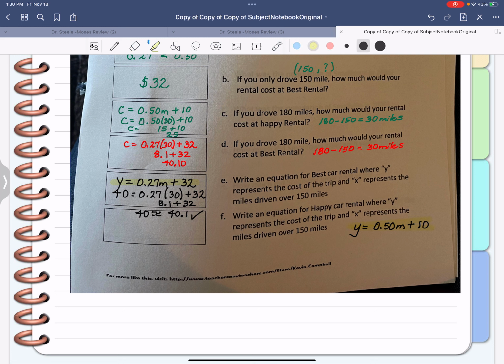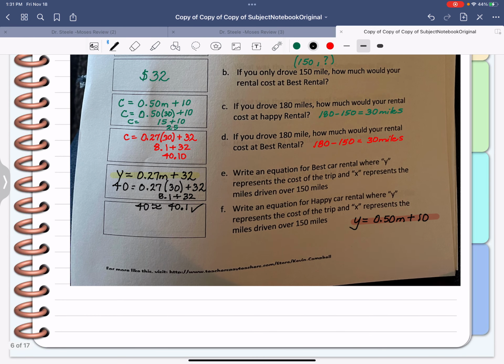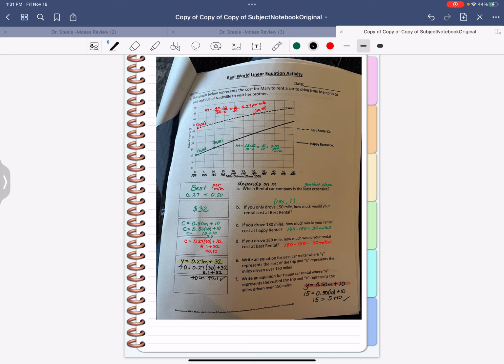But let's check it out. Let's see if it fits. I don't think this one involved rounding, so it should fit exactly. I'm going to use 10 and 15 as my point. So 15 is the cost if you drive 10 more miles. So here we have $5 plus 10, and look at that. That equation proves to be true, so we know that it fits that line.